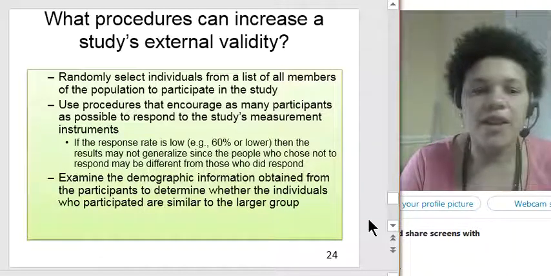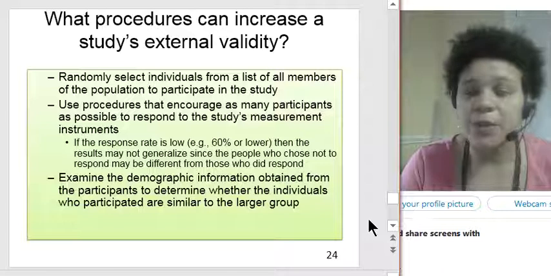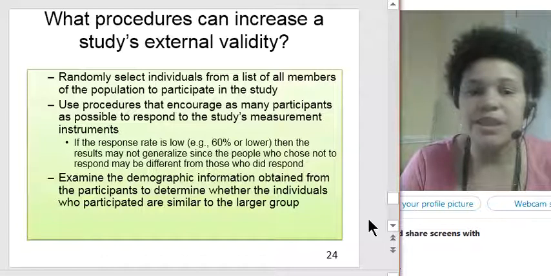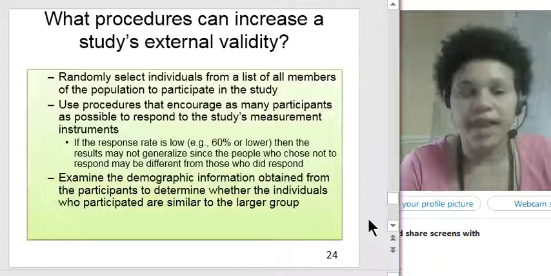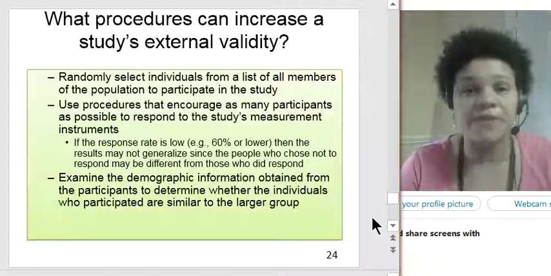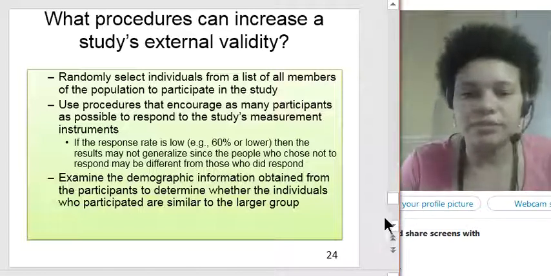And then you can examine the demographic information obtained from the participants to determine whether the individuals who participated are similar to the larger group. Okay, did you have enough males? Did you have enough females? And so on.